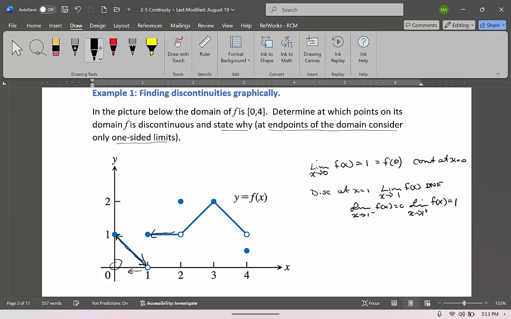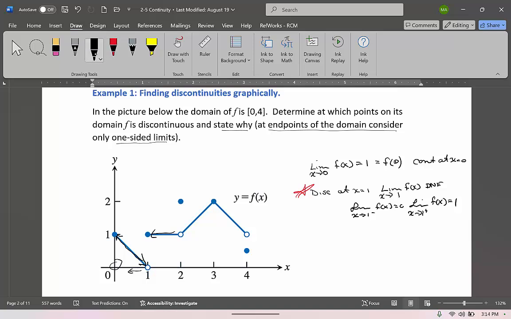Okay? And so since the left and right-hand limits are not the same, this limit does not exist, and that is one of the things that destroys continuity. So we have that it's discontinuous here at x equals 1. So that was our first point of discontinuity.